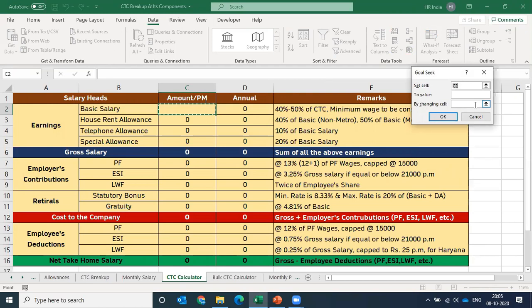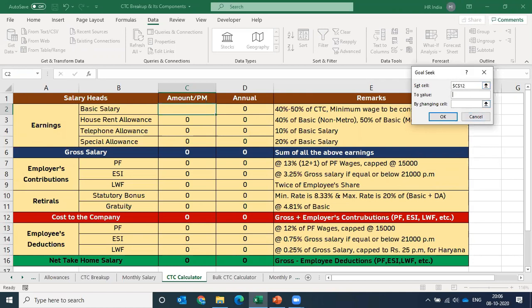So let's suppose I am willing to calculate a CTC structure of 50,000 rupees, and this cell is asking me three things. Set the cell where you want your outcome. So we want to calculate the CTC, right? And this is the cell which is representing CTC, that is C12, cost to the company. So I have just assigned that cell C12 as the outcome cell where I want my outcome of CTC.